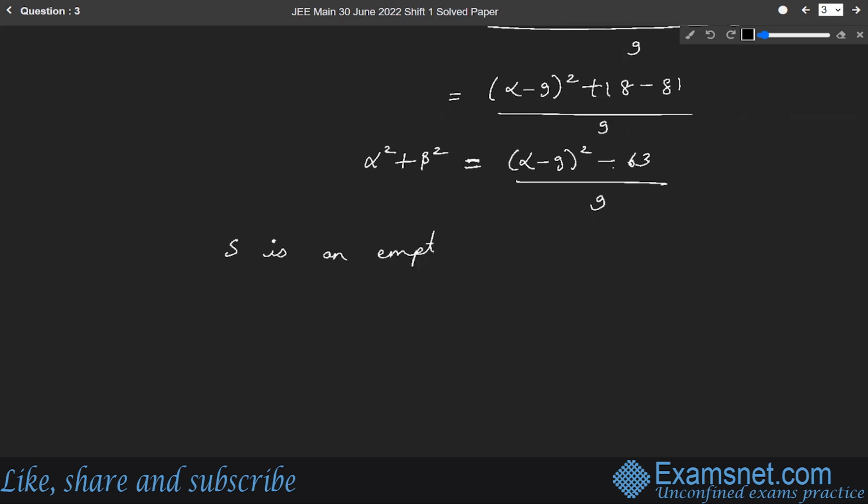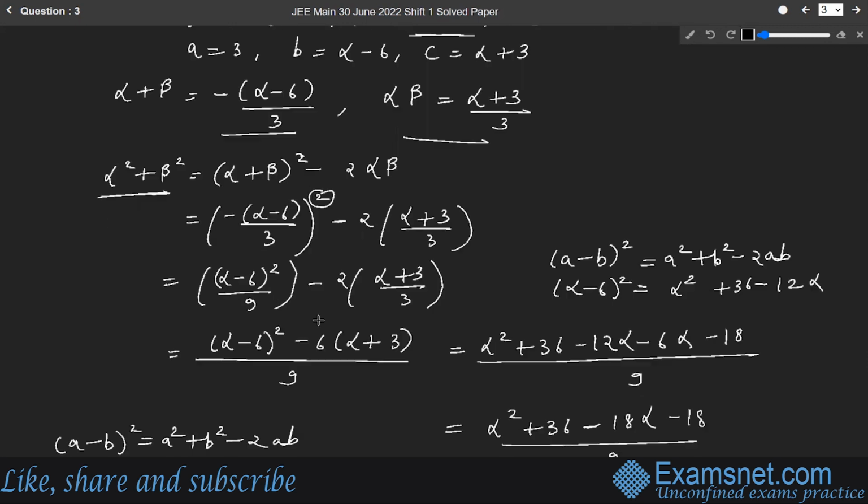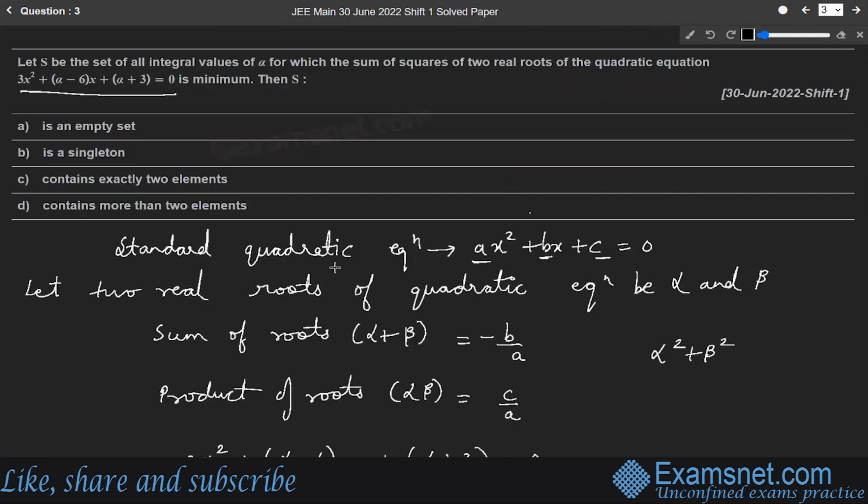Since we cannot find any integral value here, we are getting all the values in the form of under root. So for this question, the correct answer is option A, that is an empty set. I hope you are clear with this question.